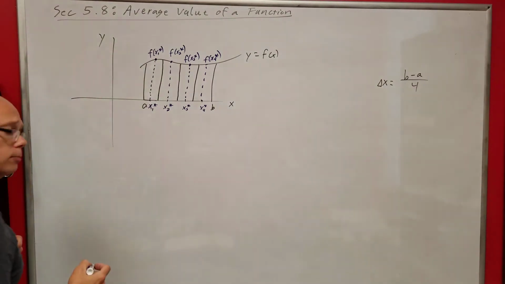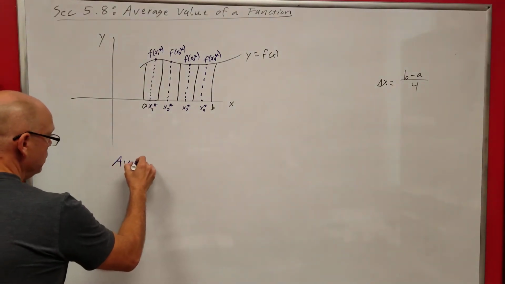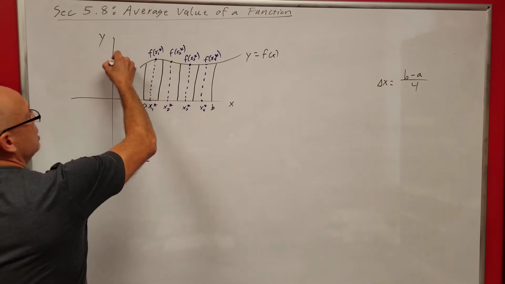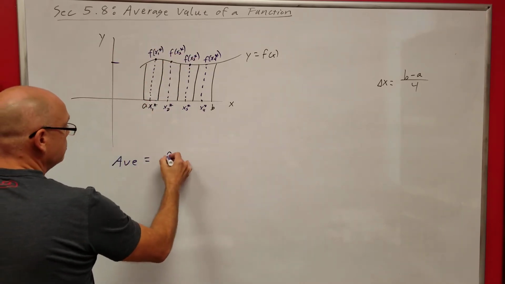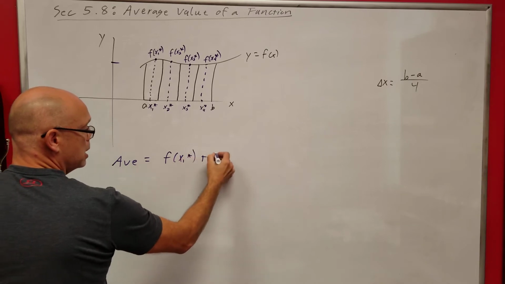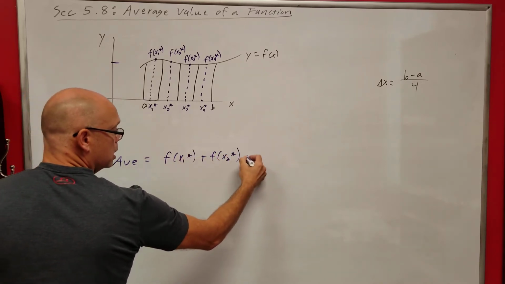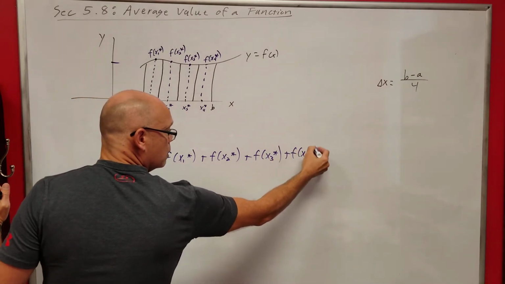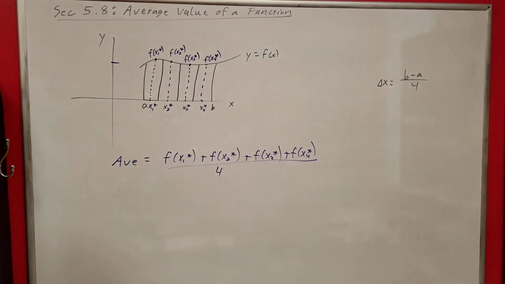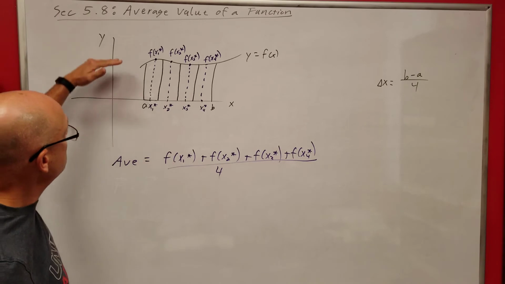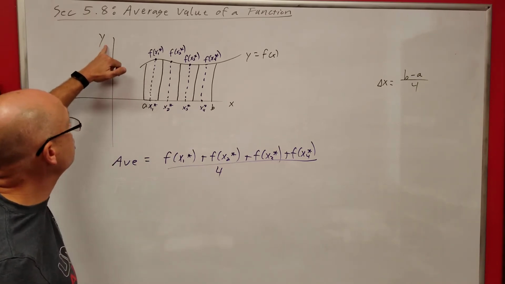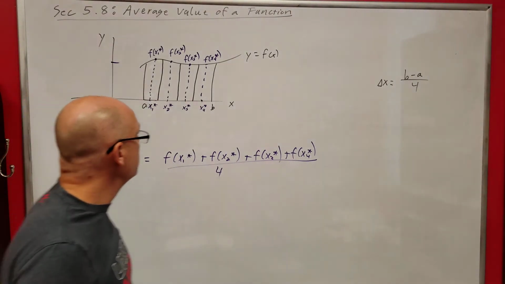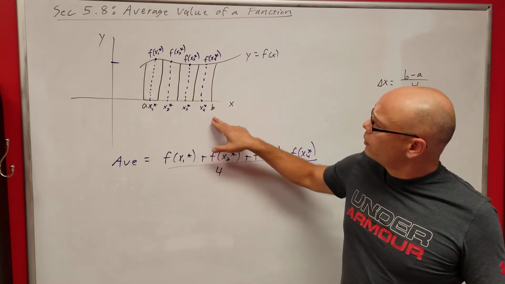Now, what if I wanted to find the average height using those 4 values as heights for my function? What would I say? I'd say the average height, or AVE or AVG, however you want to say it. What would that be equal to? That would be adding up all of these values here, f at x1 star plus f at x2 star plus f at x3 star plus f at x4 star, and dividing by the total number 4, right? Now remember, that's if we're trying to find the average height or the average y value or the average output given 4 values.